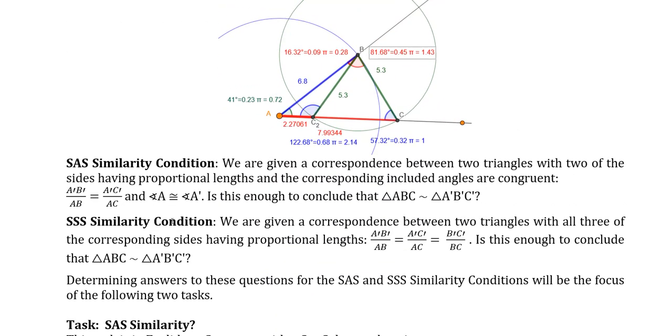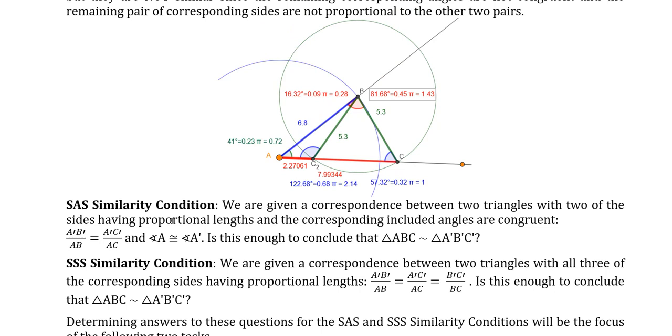So that leaves us these two situations here, SAS and SSS. SAS would be this. We are given a correspondence between two triangles with two of the sides having proportional lengths, and the corresponding included angles are congruent. That is, A'B' divided by AB is equal to A'C' over AC, and angle A is congruent to angle A'. Is this enough to conclude that triangle ABC is similar to triangle A'B'C'? That's our SAS question, right? At this point, it's a question mark.